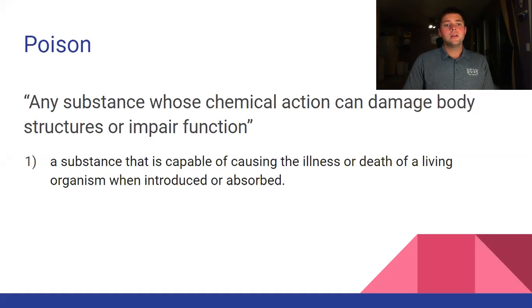We have poison, any substance whose chemical action can damage body structures or impair function. And then another definition, a substance that is capable of causing illness or death in a living organism when introduced or absorbed. Poisons can be good in the right dose. We have multiple medications which are toxic or poisonous if you take too much of them, but they have what's called a therapeutic range. So aspirin, acetylsalicylic acid, is a drug that has a therapeutic range.